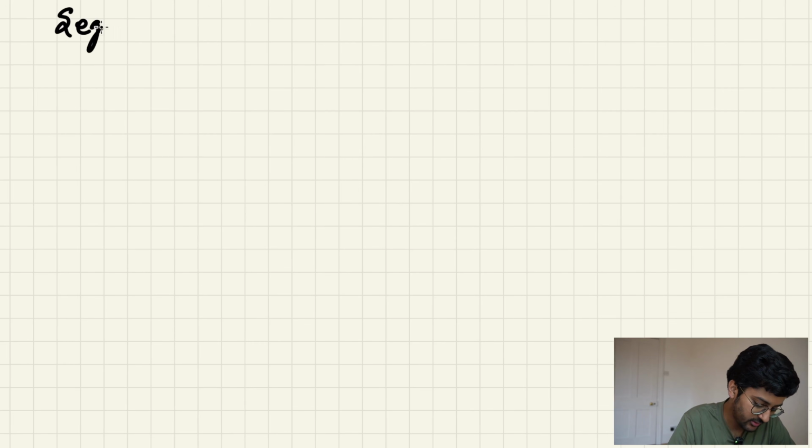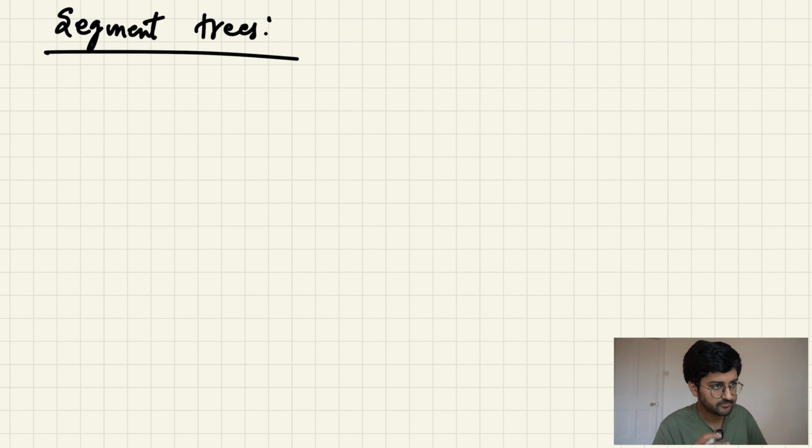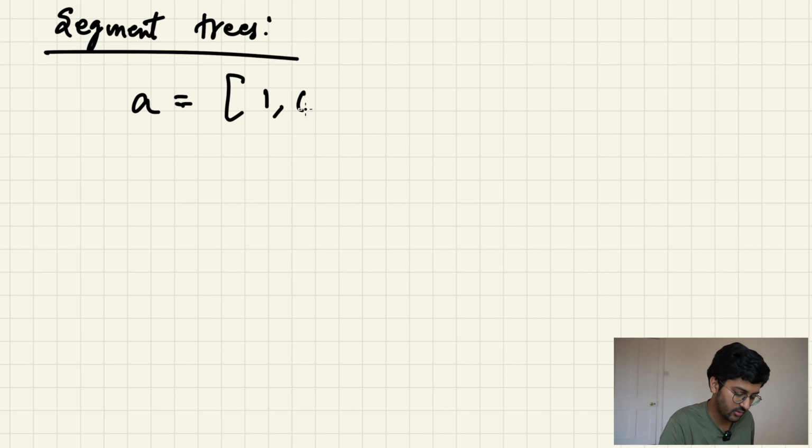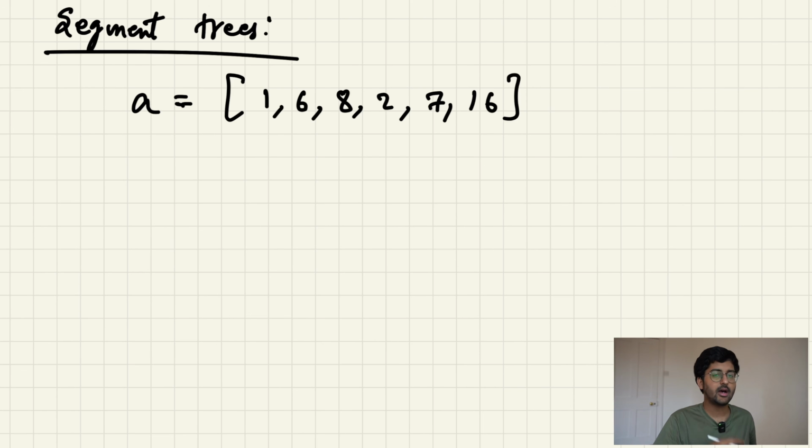So we talk about segment trees. Forget about segment tree for now. Let's say we have a question first. The question is, given an array A which is equal to something like this: 1, 6, 8, 2, 7, 16. Now you're given a question: please find the sum between two indices.